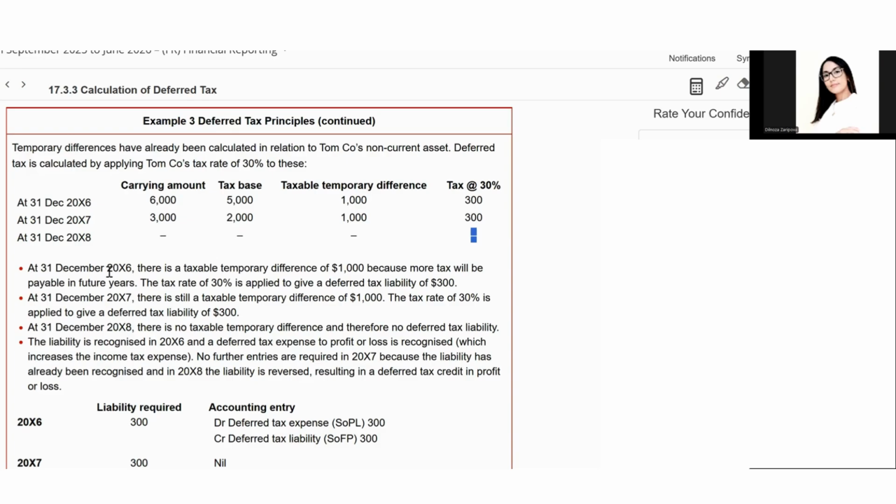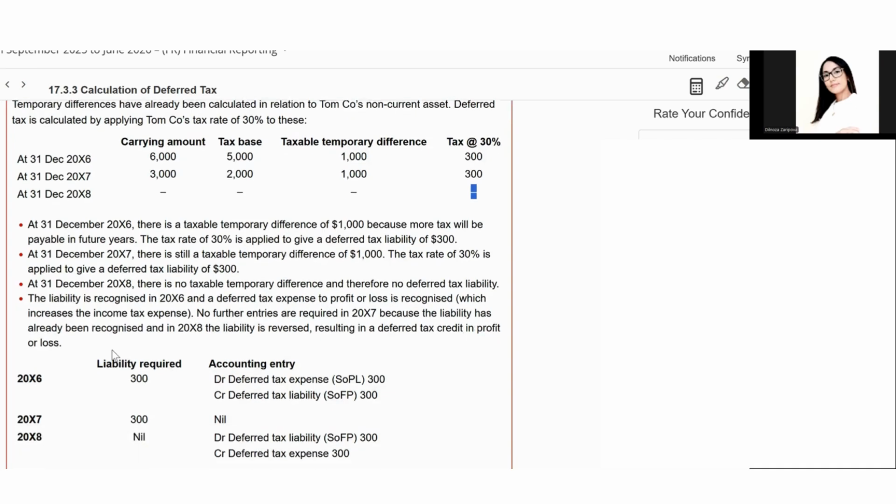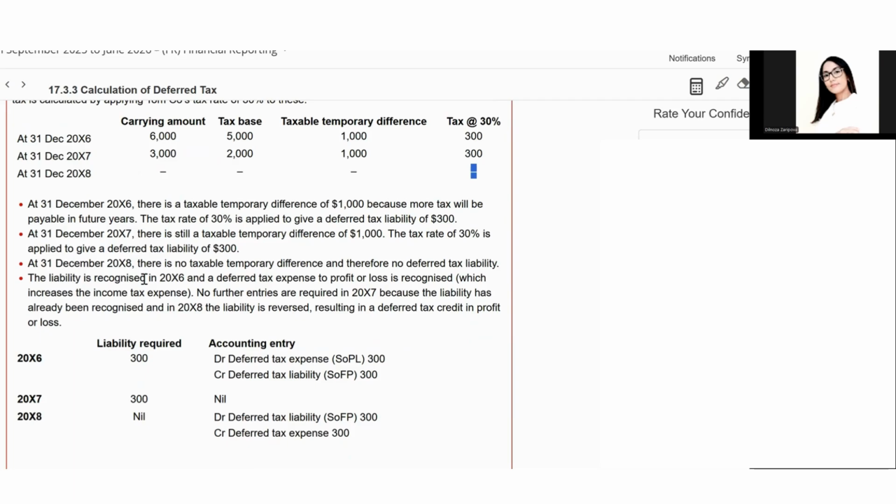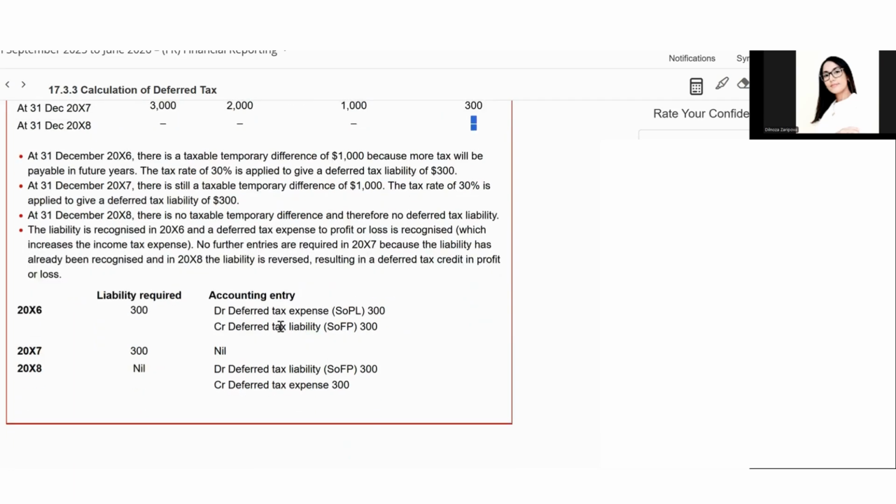At 31st of December 2006, there is a taxable temporary difference, right? Because more tax will be payable in the future years. And 30% is applied. All right, and what we do then, the liability is recognized, right? What kind of entries? For the liability in 2006, 300, we need to make a liability. That's why we charge deferred tax expense and deferred tax liability 300 for 2006.